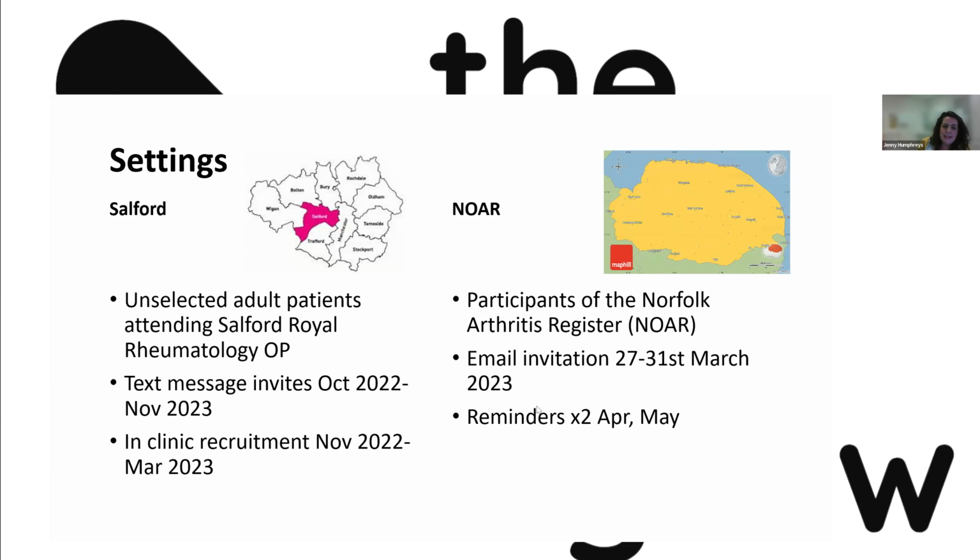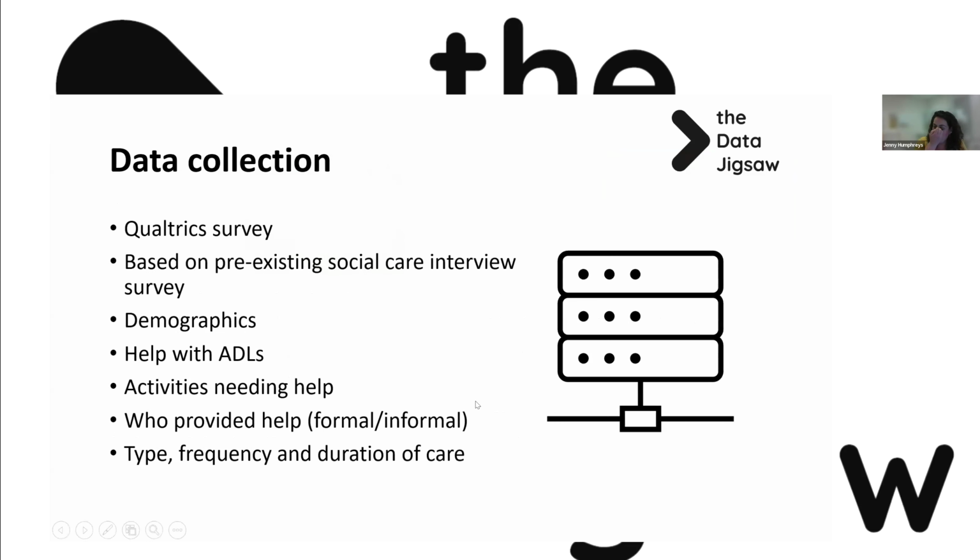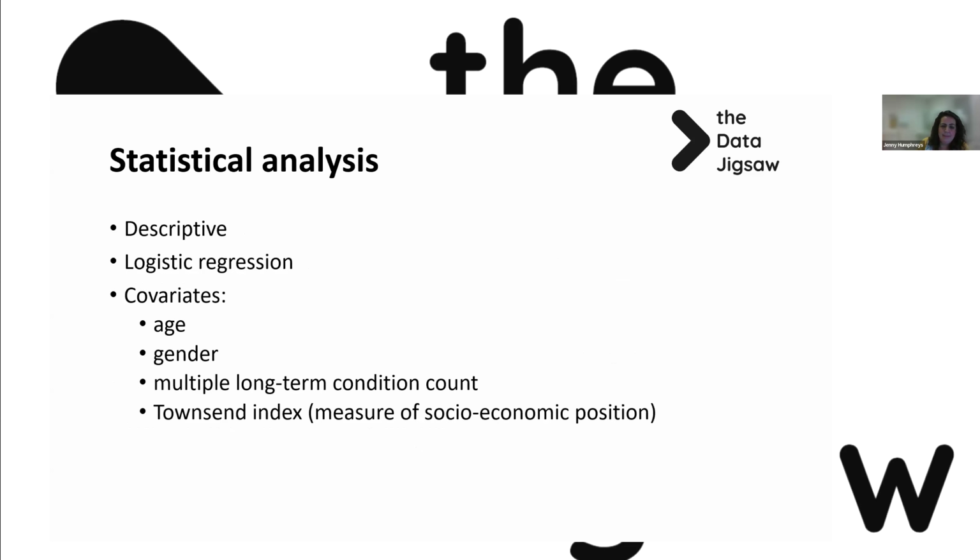Next slide, please. So we collected data through a Qualtrics survey. This ran alongside Meghna's opioid cross-sectional survey as well. But the survey that we used for this was based on a pre-existing social care interview survey that we've used previously, adapted in this form as an online survey. There was information collected on demographics, whether or not people had help with their activities of daily living, which activities needed help, who provided that help, and the type, frequency, and duration of care they received.